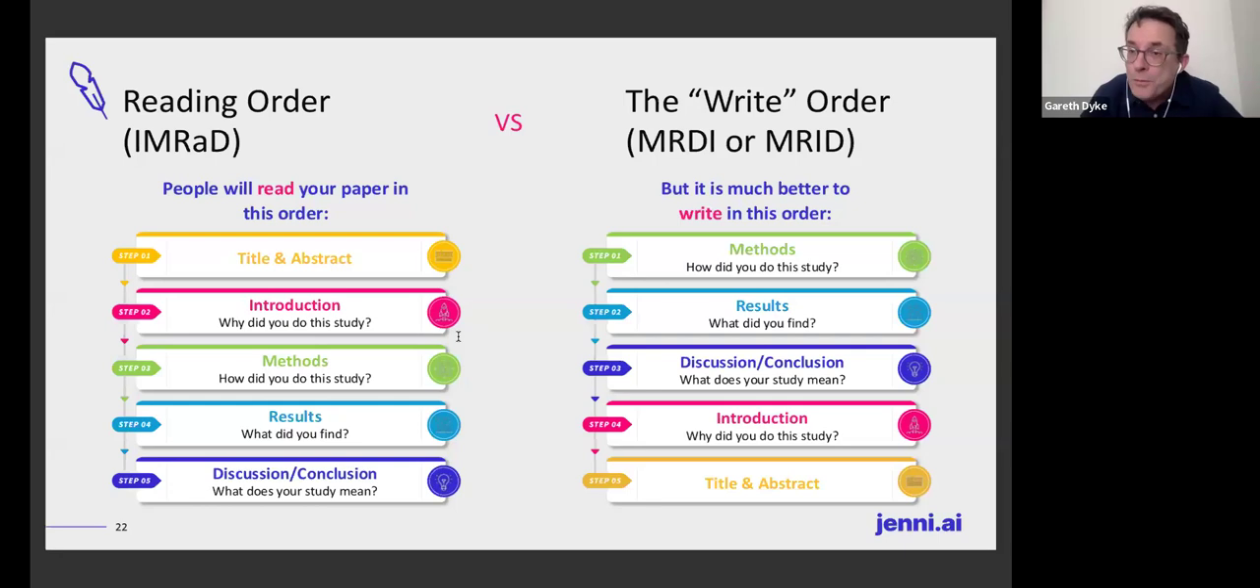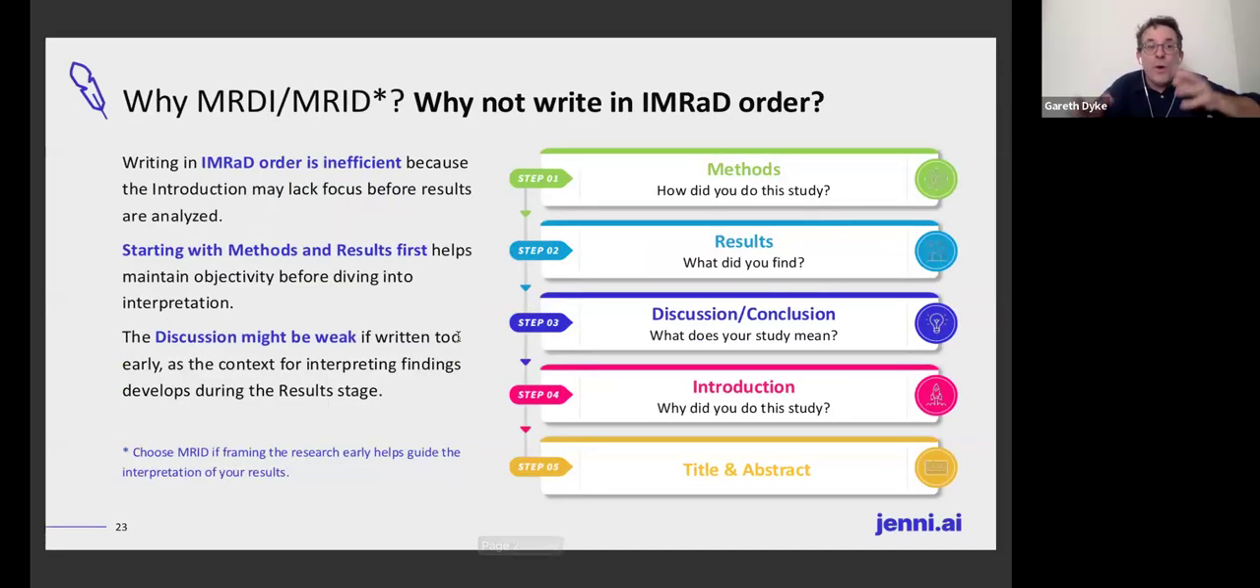So most often, researchers put together a paper starting in the methods or in the results, because those are the sections of the article that they have ready to go. And so we call this the right order rather than the IMRAD, the reading order. So don't fall into that trap as well. Why don't we write in the IMRAD order?